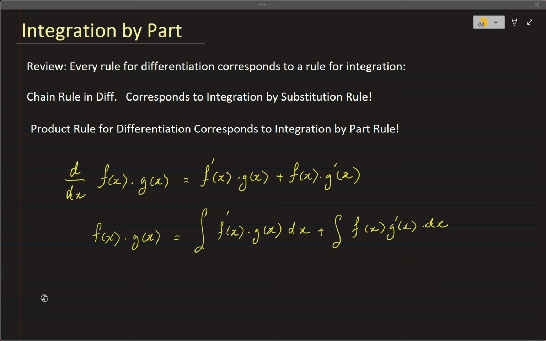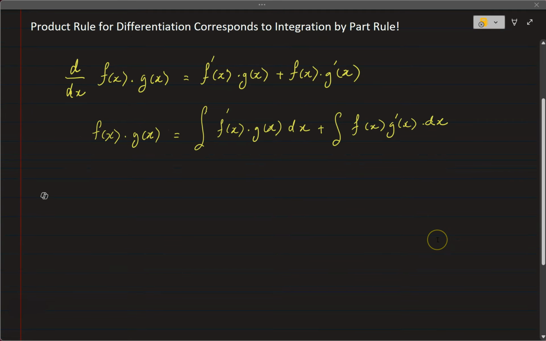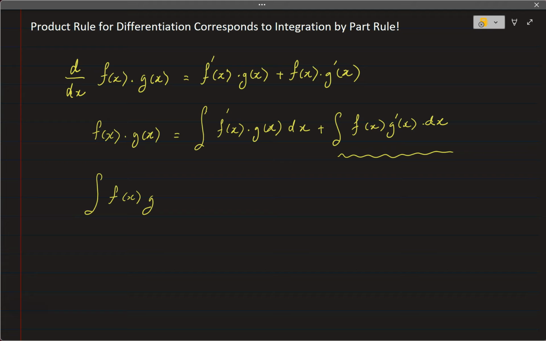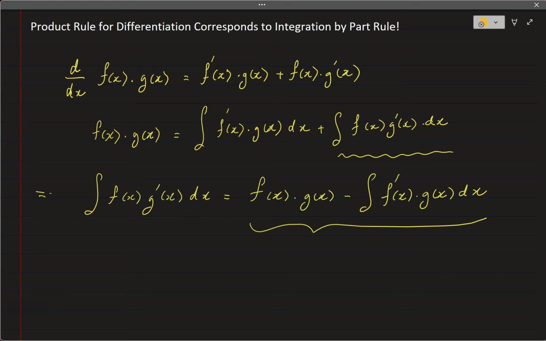Now, the idea is that we're going to solve this equation for the latter part. So let's do that. The integral of f(x) times g'(x) dx equals f(x) times g(x) minus the integral of f'(x) times g(x) dx. Just simple algebra. This is your integration by parts.